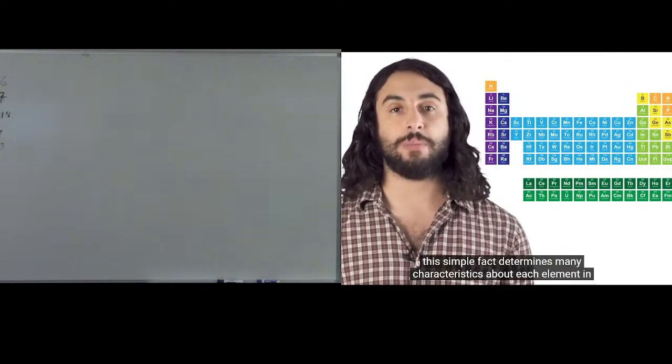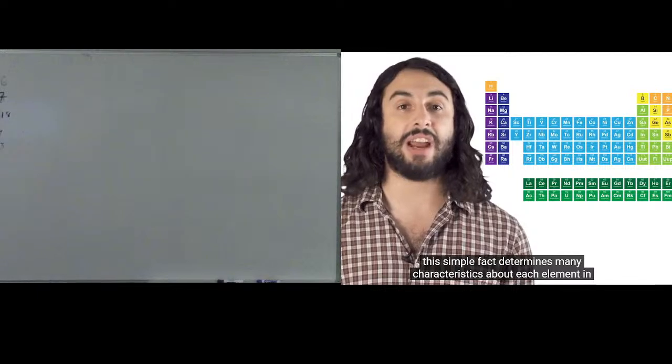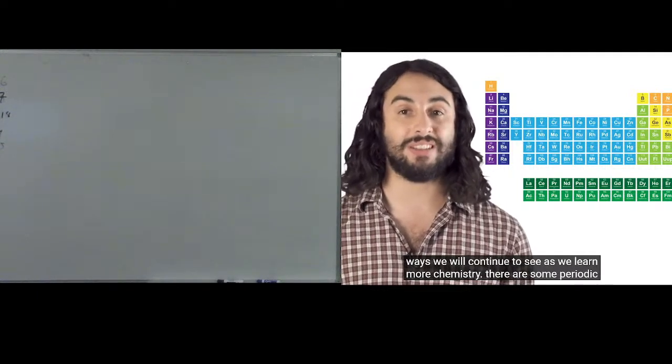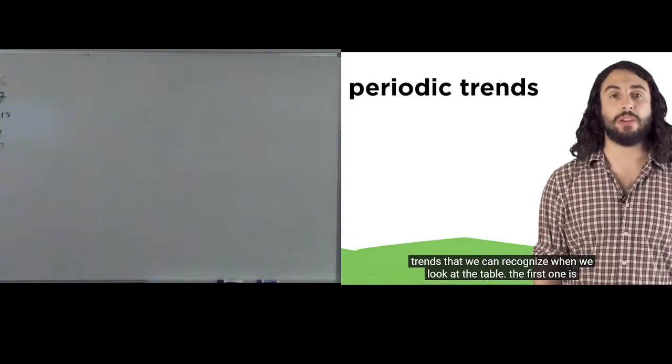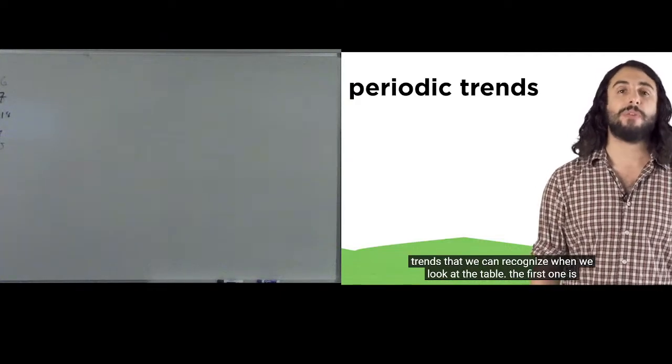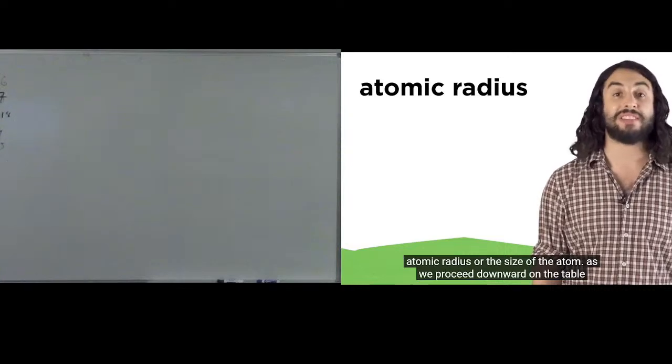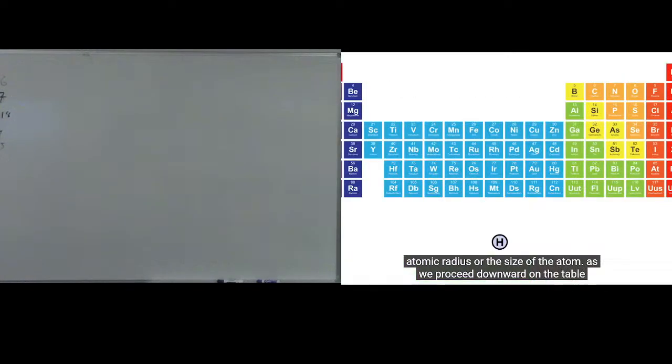This simple fact determines many characteristics about each element in ways we will continue to see as we learn more chemistry. There are some periodic trends that we can recognize when we look at the table. The first one is atomic radius, or the size of the atom. As we proceed downwards on the table, atomic size increases because we add shells.